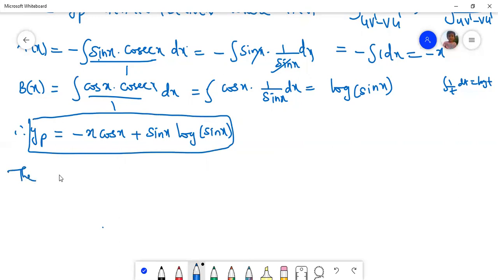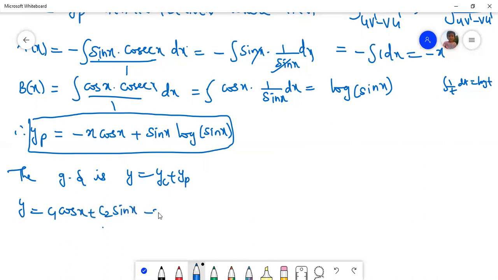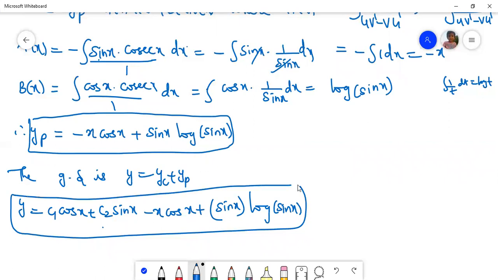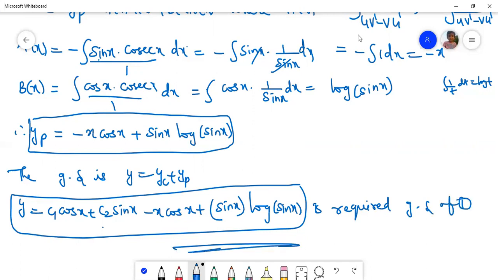The general solution is y equal to yc plus yp. From this, y equal to c1 cos x plus c2 sin x plus yp, where yp is minus x cos x plus sin x into log of sin x. This is the required general solution of the given equation by the method of variation of parameters.